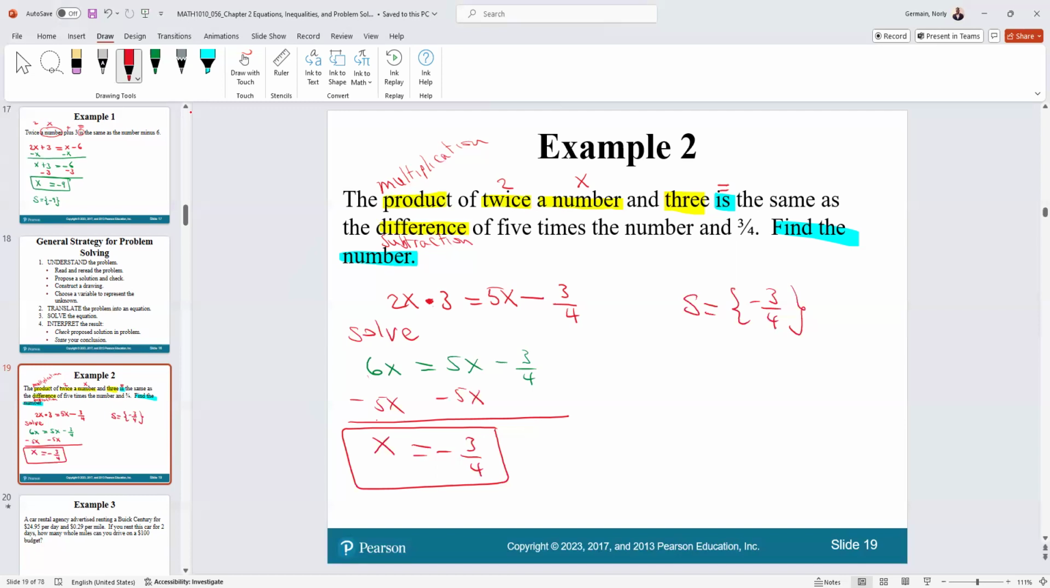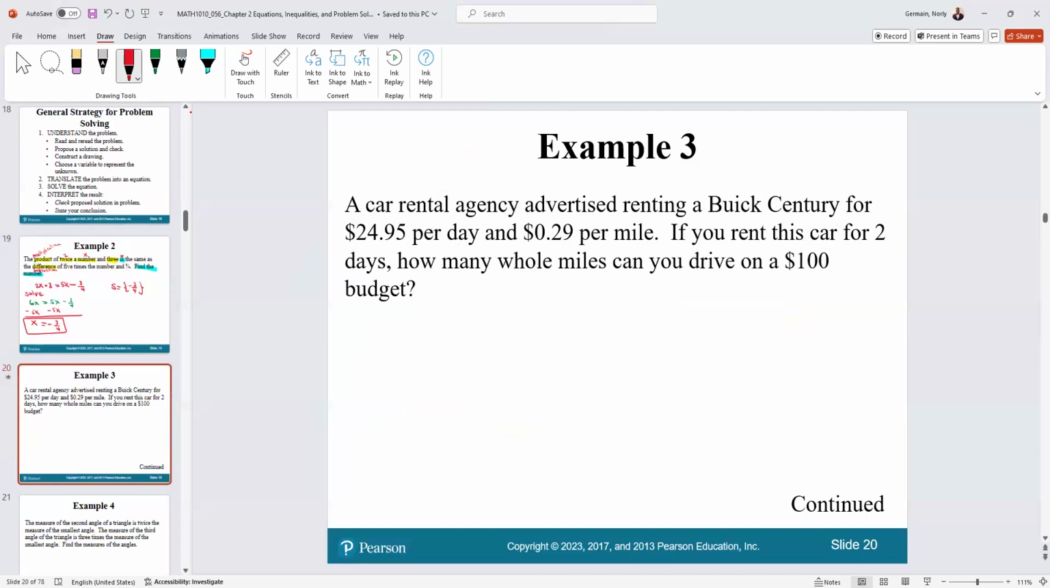That's a pretty simple example, but we have some other examples we can look at, like a car rental agency advertised renting a car for $24.95 per day. Per day. So if you want to do it for 10 days, you need to multiply by 10 days. But right now, they said per day, for 1 day. And you pay $0.29 per mile. So for 1 mile, $0.29. 29 cents. If you do 100 miles, you need to multiply by 100.